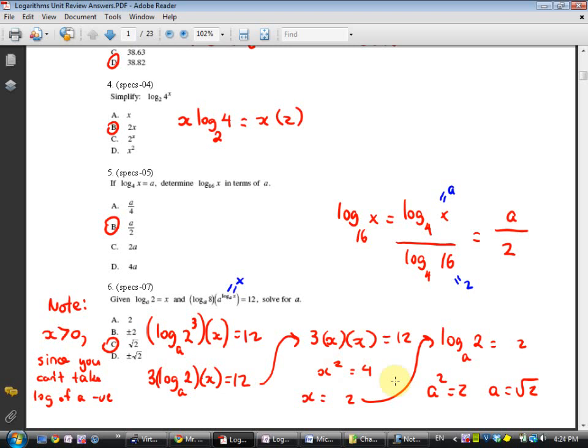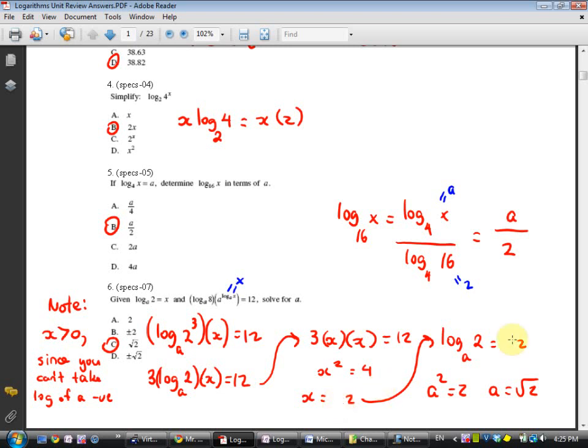I said X equals, now initially I wrote plus or minus 2, because when I square root, it is plus or minus. But then I made a little note here. X can't be negative because you can't take the log of a negative. So you can see I actually erased the plus or minus after the fact. And I said, okay, they want me to solve for A. I went back to this expression, but instead of an X, you know what I put there? A 2. A squared equals 2.